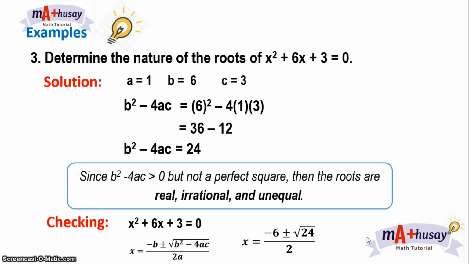Now, we see that there are two values of roots, two solutions. Ang isa, negative 6 plus the square root of 24 all over 2. Ang isa naman, negative 6 minus the square root of 24 all over 2. And we know that these values are unequal and at the same time irrational. So again, if your discriminant is greater than 0 but not perfect square, the roots are real, irrational, and unequal.